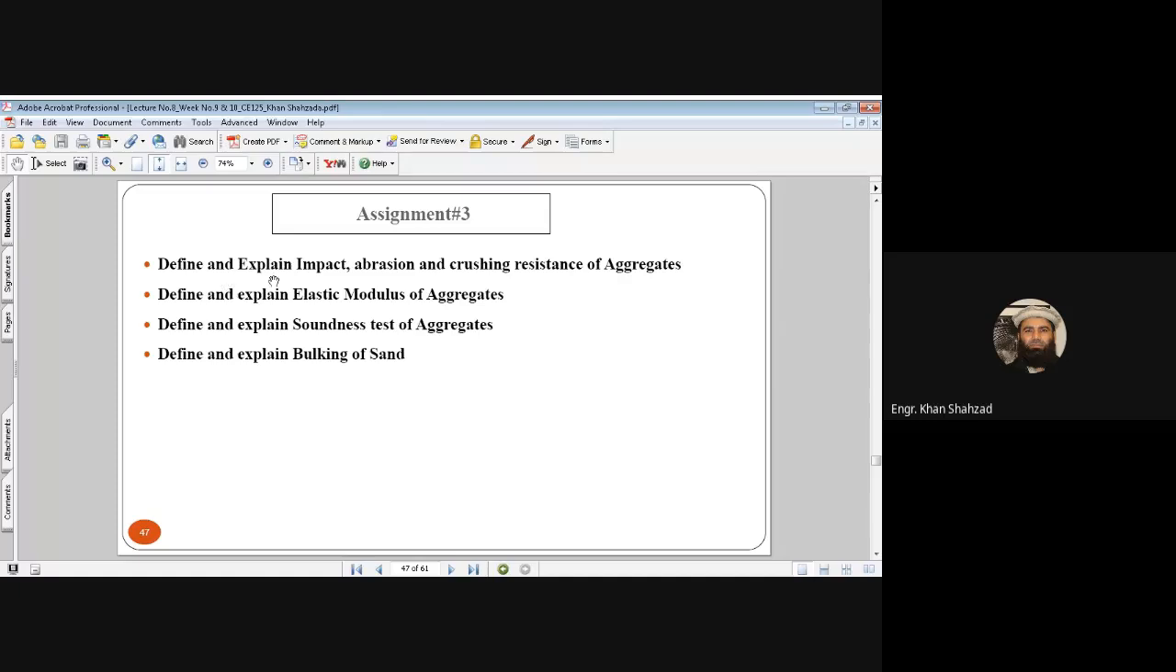You will have to define and explain the impact, abrasion, and crushing resistance of aggregates. Then you have to define and explain the elastic modulus of aggregates. Then you have to define and explain the soundness test of aggregates. Some of them we have discussed in the first semester. Then you have to define and explain the bulking option. You just read the book and some relevant documents on the internet.